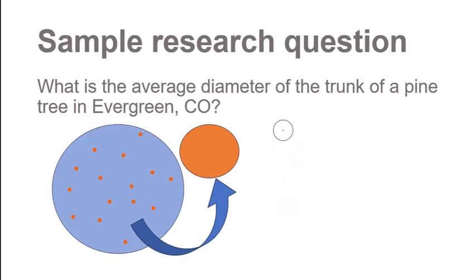One easy way to remember this is that parameter and population both start with a P. So the parameter is some measure associated with the population, and statistic and sample both start with an S. So statistic is some sort of numerical value associated with the sample.